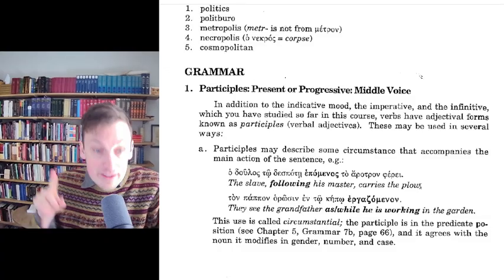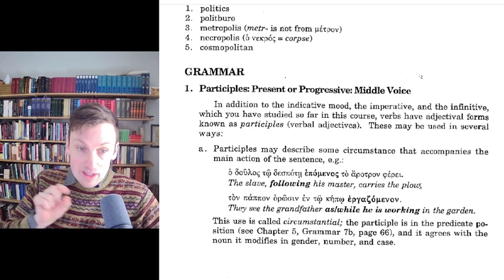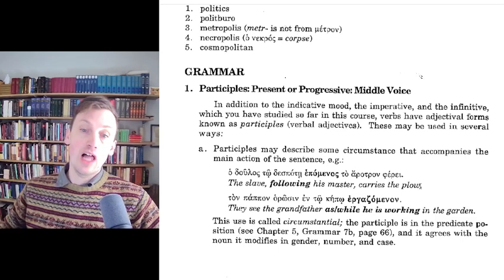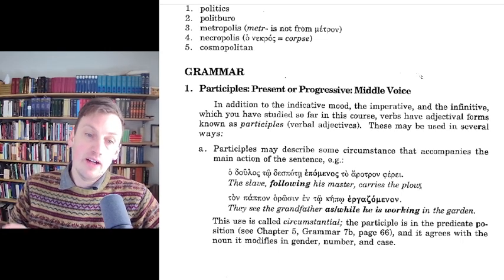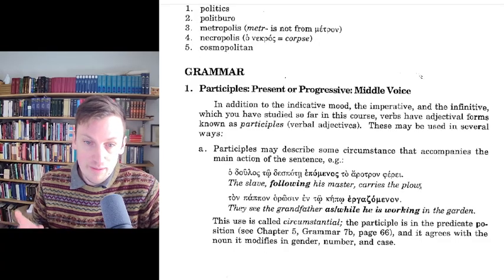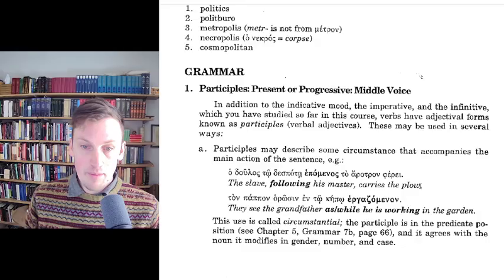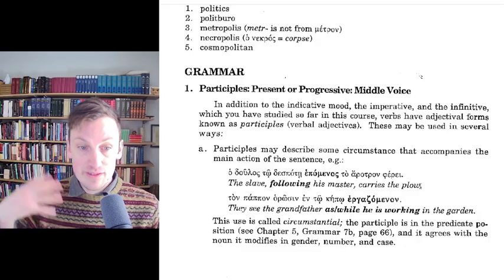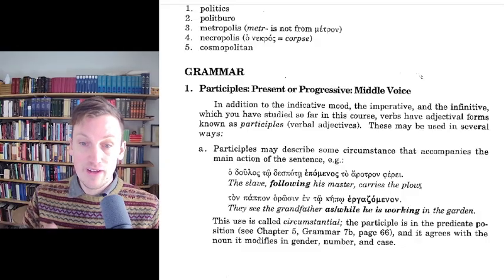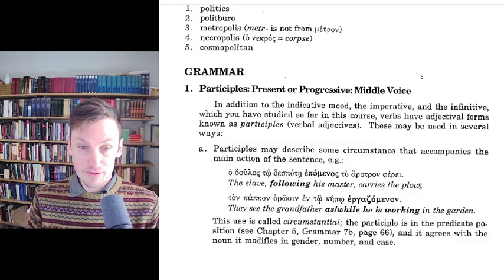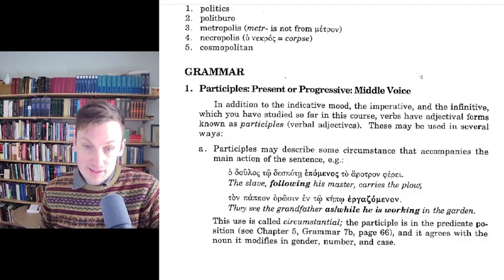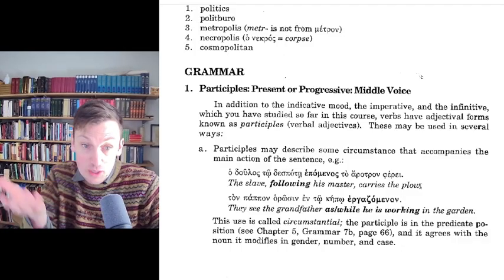And look, this verbal adjective matches the noun it's modifying in case, gender, and number, like every other adjective we've learned. So we have a masculine singular nominative, doulos. We have a masculine singular nominative, epomenos. So what kind of slave is this? What information do we learn about the slave? It is a following slave. The following-the-master slave carries the plow, is really what this says.